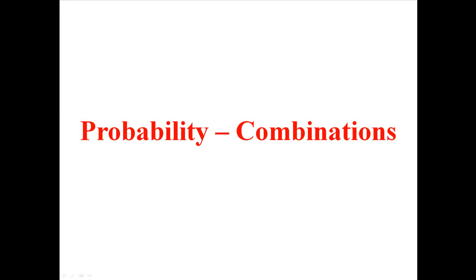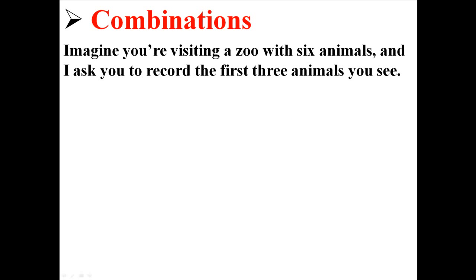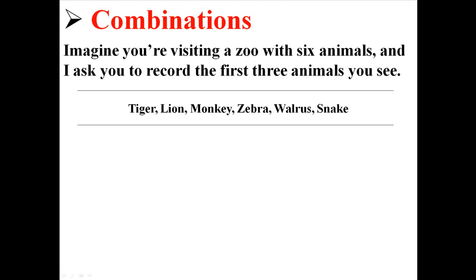Now in my last lecture I talked about permutations. Now I'm going to start talking about combinations. So again, imagine you're visiting a zoo that only has 6 animals, and I ask you to record the first 3 animals that you see. At this zoo we have a tiger, a lion, a monkey, a zebra, a walrus, and a snake, and I want you to record the first 3 things that you see.